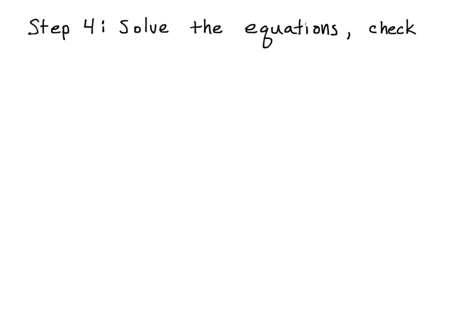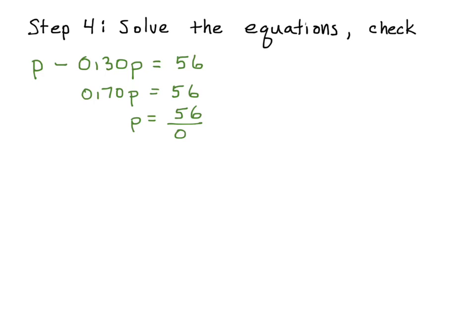Okay, and then we're also going to check them, all right? So here we're going to just do some basic algebra, and we're going to say, okay, P minus 0.3P is 0.7P equals 56. And then divide 56 by 0.7, and that's going to be the same as 560 divided by 7.